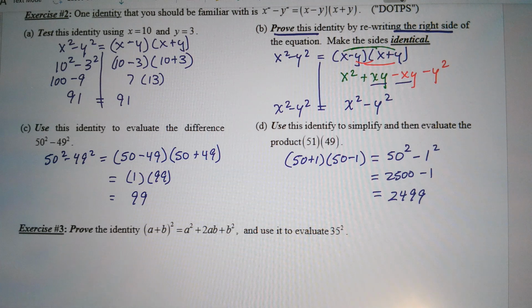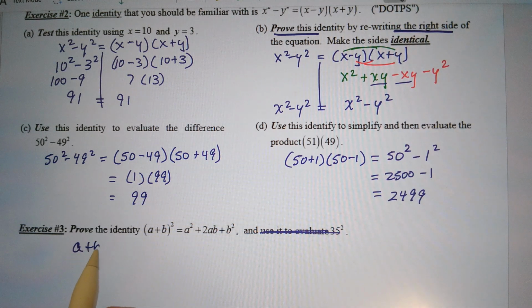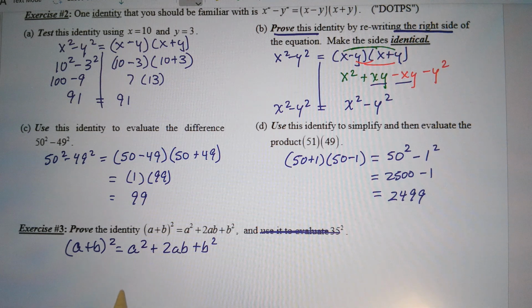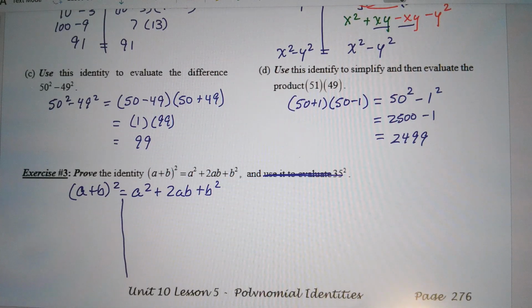Exercise 3, prove the identity. A plus b in parentheses squared equals a squared plus 2ab plus b squared. We are not going to use it to evaluate, so just cross that off. Okay, so a plus b squared equals a squared plus 2ab plus b squared. Draw a vertical line in line with the equal sign.